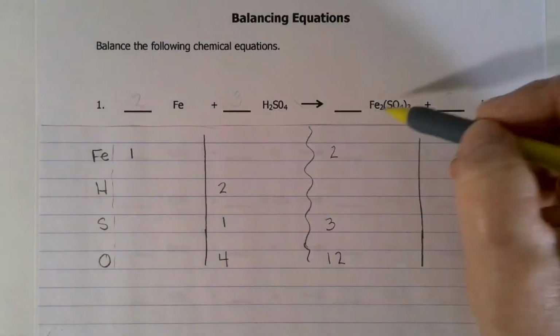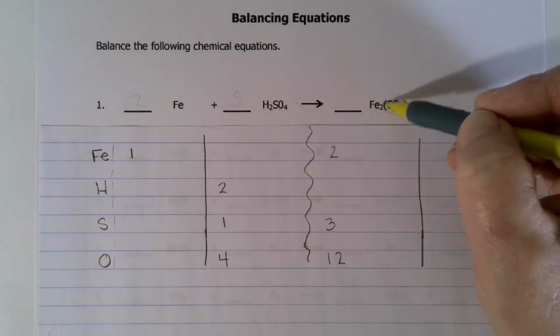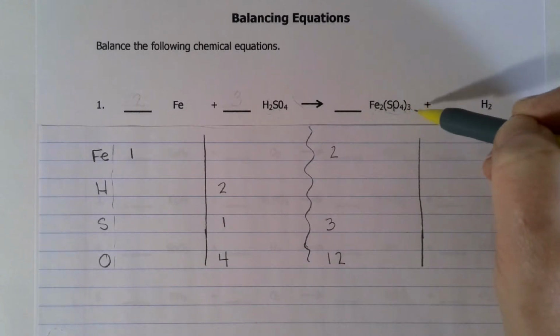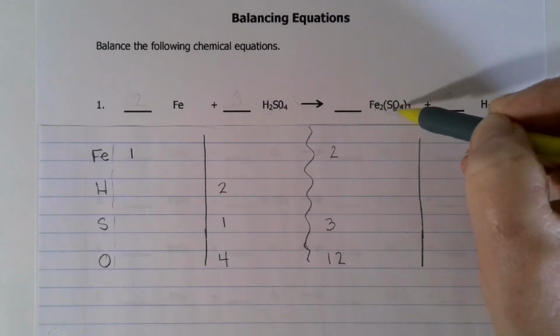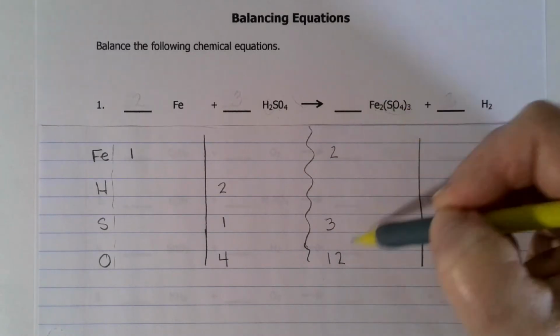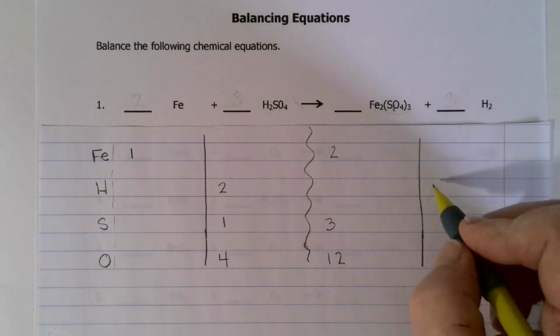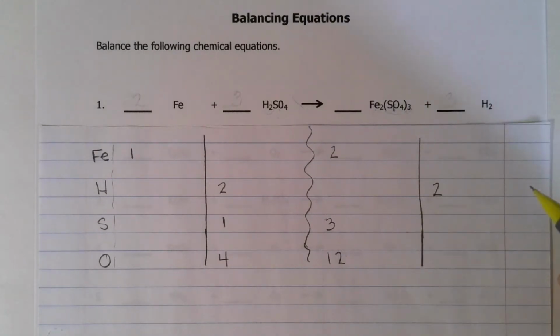Let's do that one more time. Do you understand? This is 2, because there's a 2 on there. This is in parentheses, just like in mathematics. So I'm going to take the 3 times the 1, I get 3, and 3 times the 4, I get 12. And then over here, I see I have 2 hydrogen.